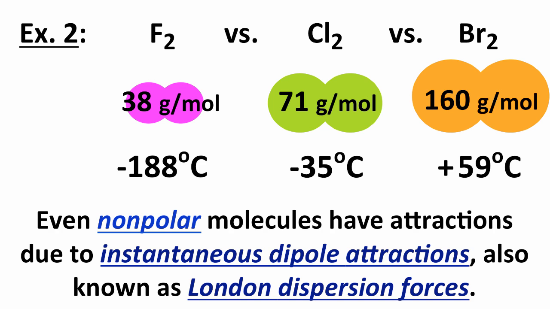And so what we have here is that even though these molecules are nonpolar, they do have attractive forces, enough that they will form liquids and solids at various temperatures. They don't stay gas. And these attractive forces, which all molecules have, are called instantaneous dipole attractions, and that's kind of cumbersome as a term. We often call these London dispersion forces.